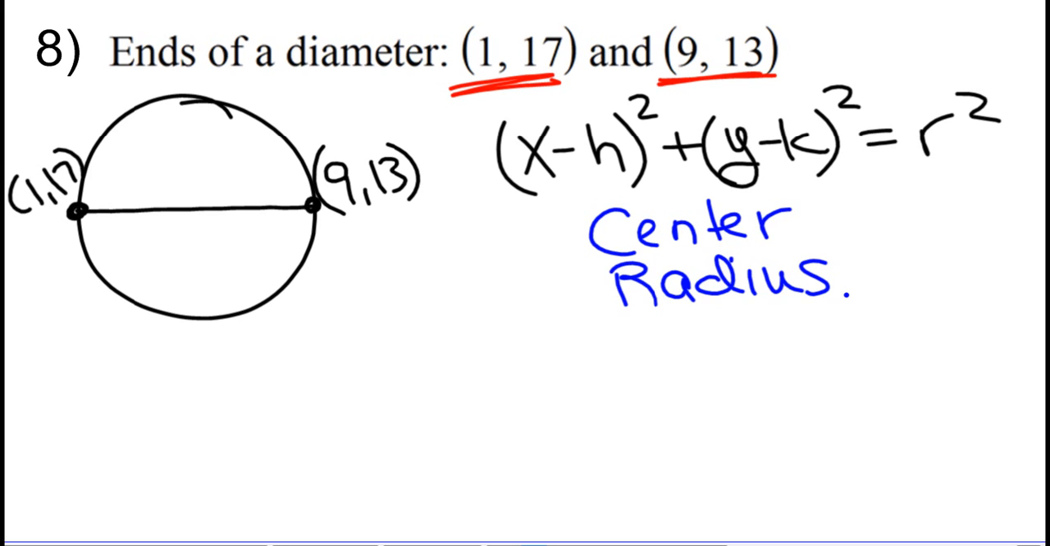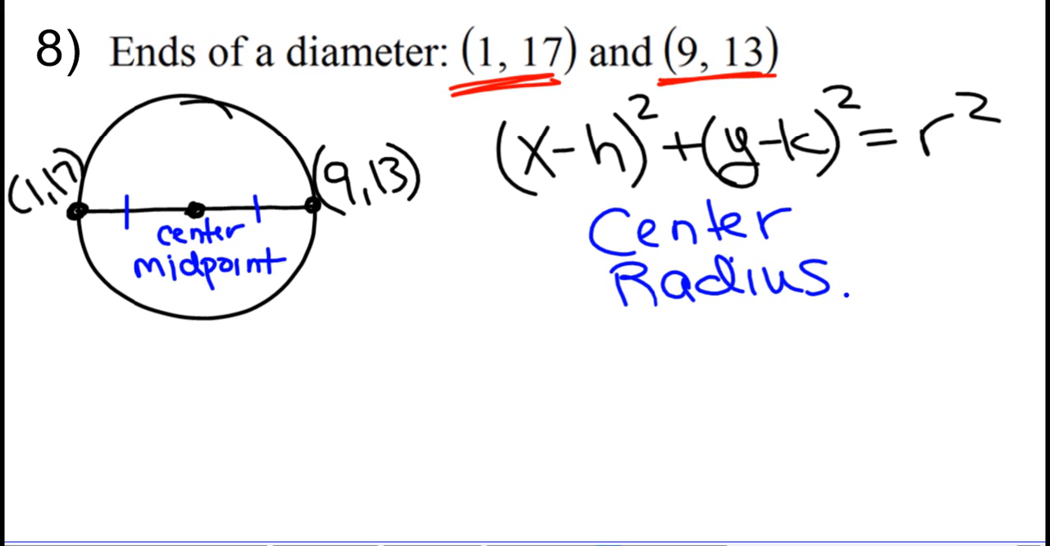Okay, obviously you have a diameter. It goes through the center of a circle. That's what a diameter does. And we have the endpoints of (1, 17) and (9, 13). So we need to find the center and the radius. And all we have to remember is that the center of the circle is also the midpoint of the diameter, right? Midpoint of the diameter.